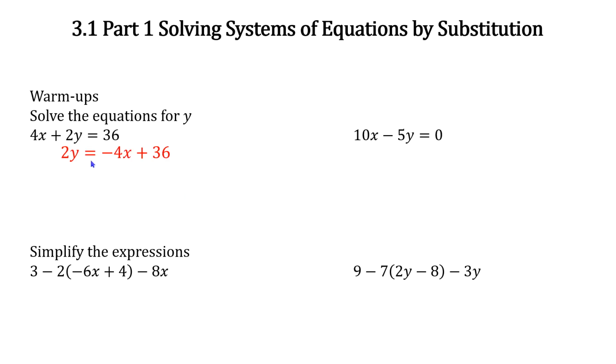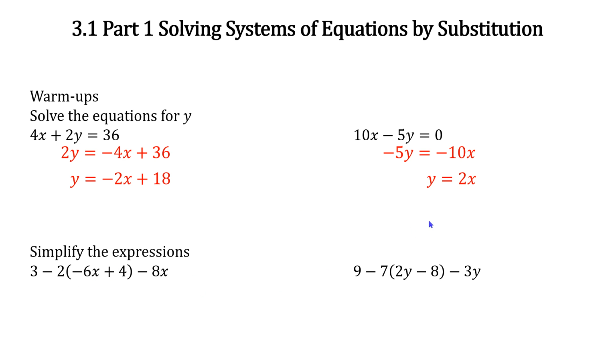Okay, over here, subtract 4x. We want to solve for y, which means just get y by itself, then simply divide everything by 2. So negative 4 divided by 2, 36 divided by 2. Over here, I'm going to subtract 10x, get that over there, then divide by negative 5, so y is 2x. That's what solving for y means.